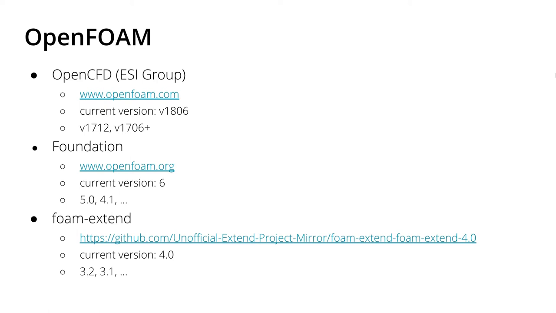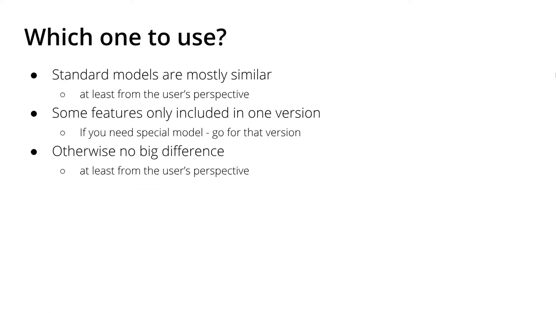There is also the Foam Extend branch or version, call it however you want, which you can download from GitHub, and here you find the link, but you can also Google Foam Extend 4.0. And as I mentioned, the current version is 4.0, with recent versions of 3.2 and 3.1.